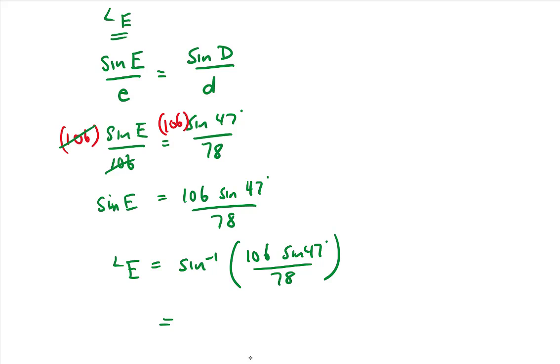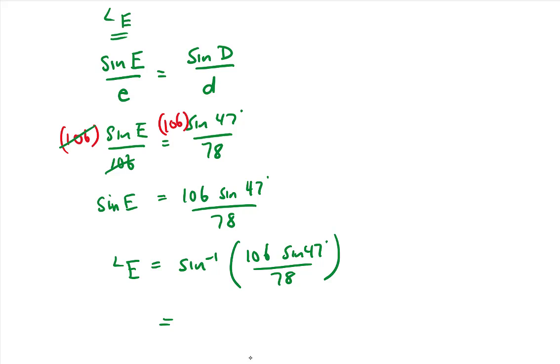So on my calculator, I'm going to hit the second button and hit my sine button to get my sine minus 1. And then I put an open bracket, unless your calculator puts that for you. Then I'm going to type in 106 times sine of 47 degrees. Close the bracket if my sine requires a bracket. Then divided by 78. And then close the bracket for the outer one.